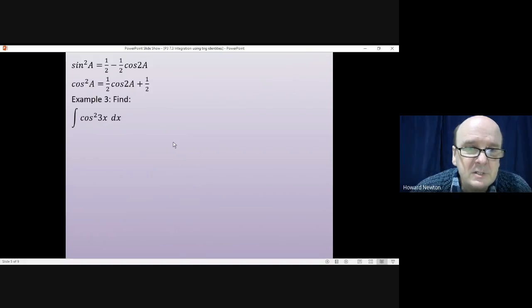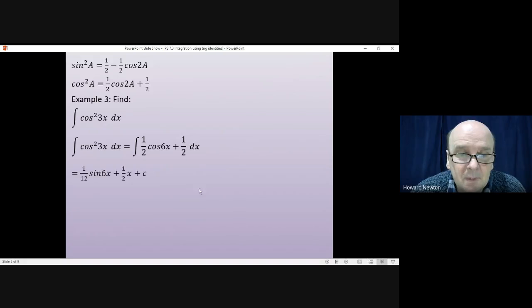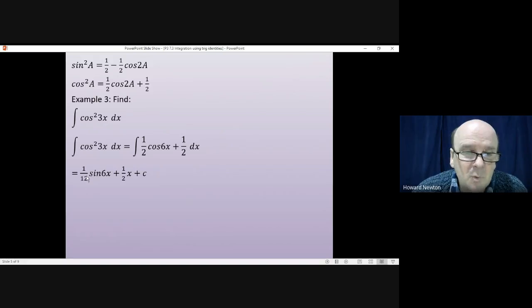Okay, the first thing to do is to rewrite cos squared 3x in terms of this formula. So cos squared 3x is the same as a half cos 6x plus a half. This we can then integrate. Integrating this will give us 1 over 12 sine 6x. 1 over 12, because if I differentiated that, I get the cos 6x, but I'd also have to times by 6 when I differentiate the 6x using the chain rule, plus a half x plus the constant.